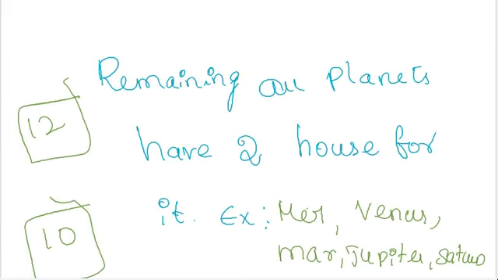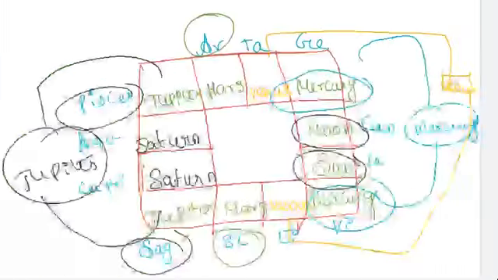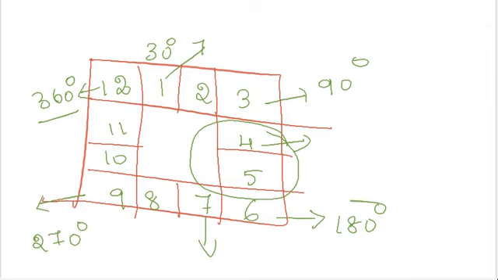Okay, so this is the basic of horoscope we have to know. Yet there are so many things we are going to learn in horoscope. So these are all the things we have to know basically first. After knowing this, we can go forward to the lesson 2 of the horoscope. Okay.